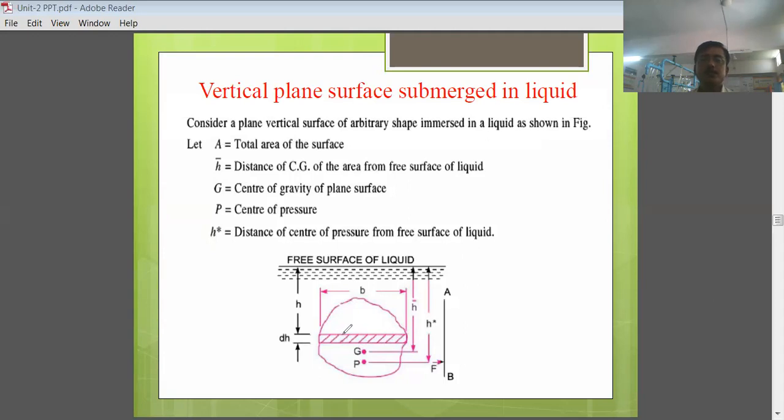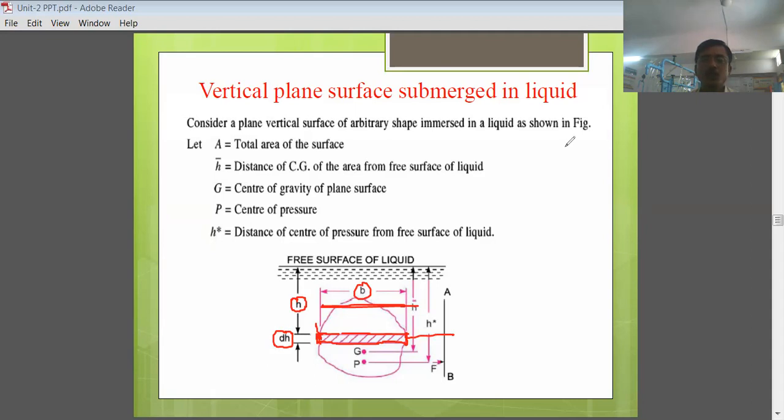Now here we have chosen this horizontal strip, and the selection of the strip is arbitrary. We can take any strip. We have to denote the position of this strip by H. The depth of this strip from the free liquid surface is denoted by the letter H. The width of this strip is denoted by dH. What is dH? It is the width of this strip. Then B is the length of the entire strip.